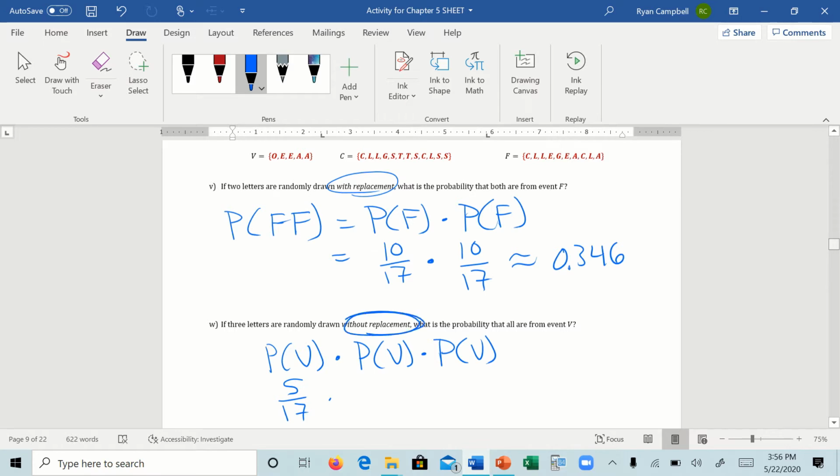Notice this time it's without replacement. So that means that we have less letters, right? We have one less letter, and that letter is V that we have one less of, right? So it's 4 out of 16. And then we have another one. So that would be 3 out of 15. And we multiply those all together, we end up with about 0.015.